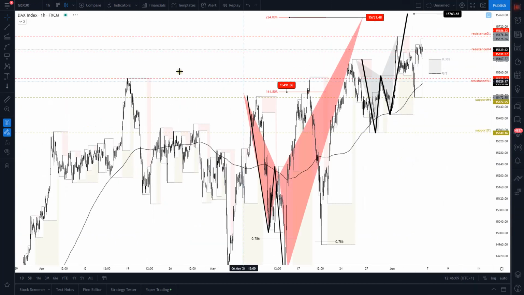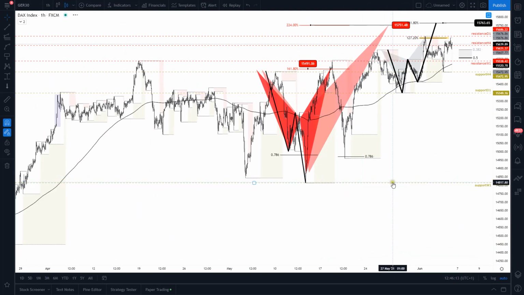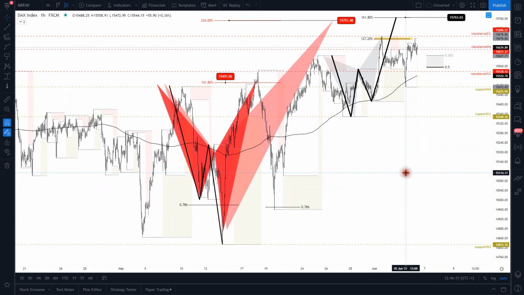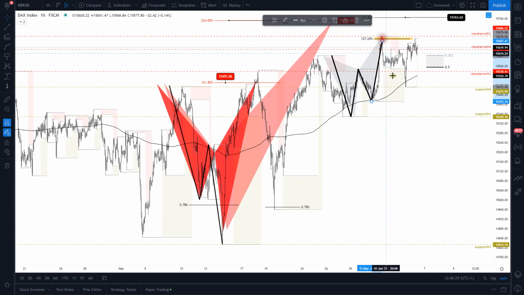Moving forward, DAX. I shared before, we have charts, we have patterns projected above 1575, 1576, so I'm waiting for those to happen. I shared this once the price was trading at this 127% Fibonacci extension, which is, by the way, the bearish butterfly pattern.